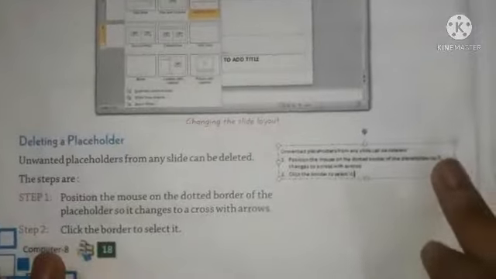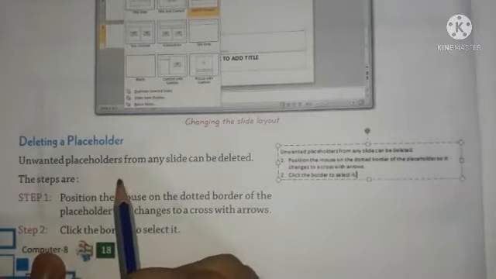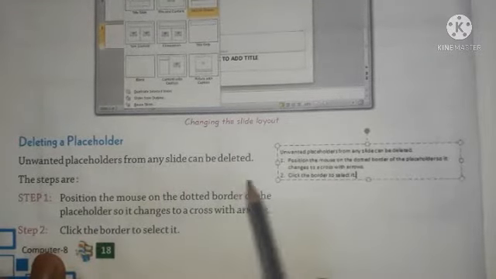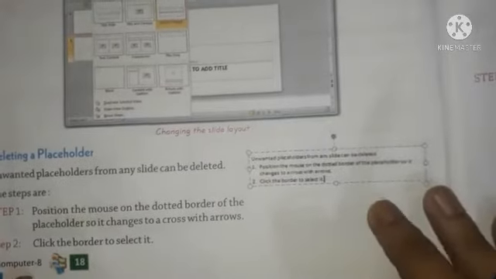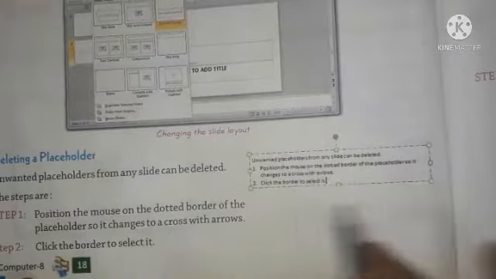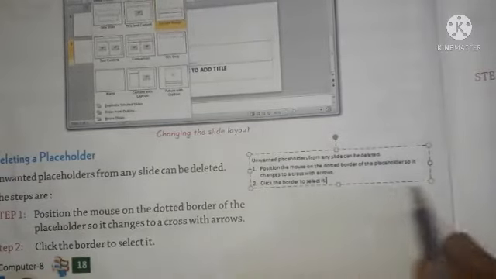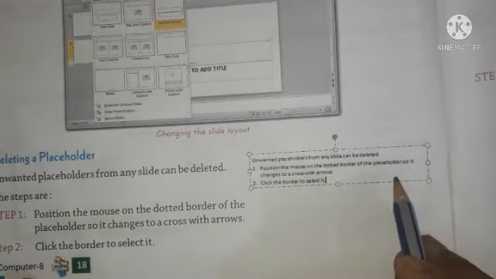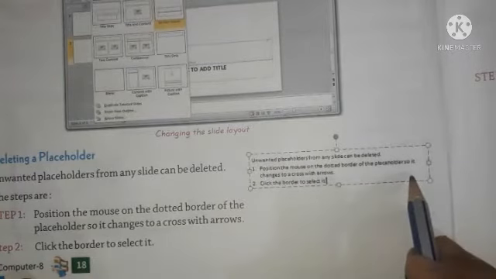Okay, now let's start. Here it is given deleting a placeholder. Unwanted placeholder from any slide can be deleted. What are the steps? Here it is given the example and picture of placeholder. This is the dotted line in rectangular. This is the rectangular dotted line box.